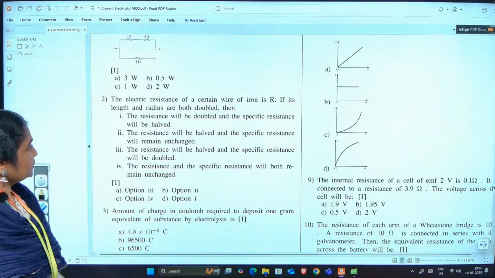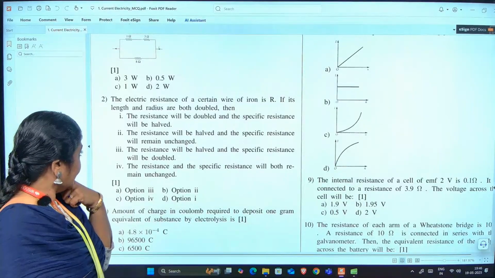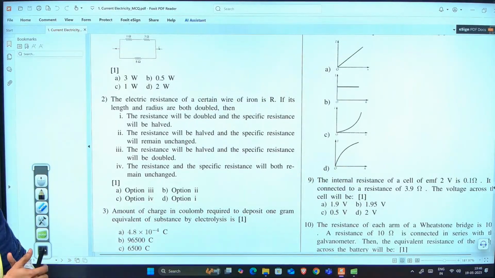The electrical resistance of a certain wire of iron is R. If its length and radius both are doubled, then the resistance will be doubled. The specific resistance will be half. What do you mean by specific resistance?